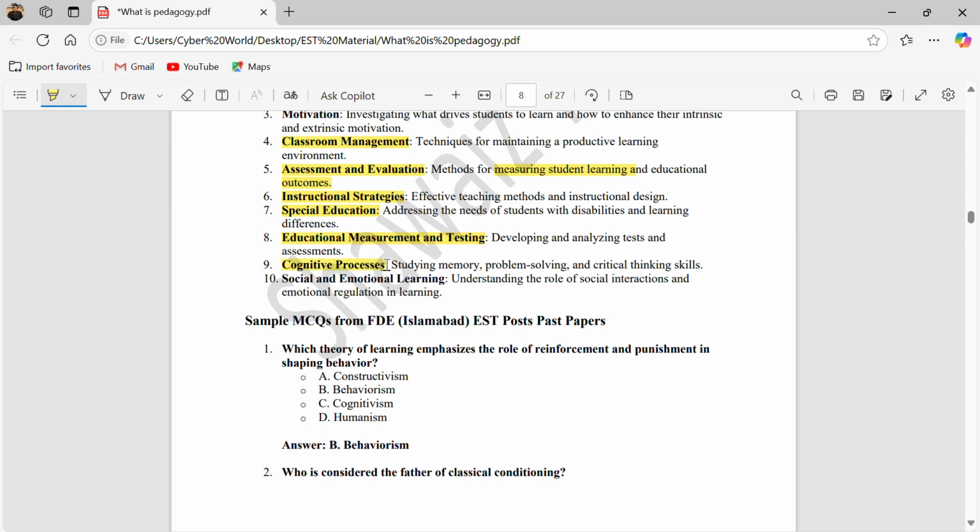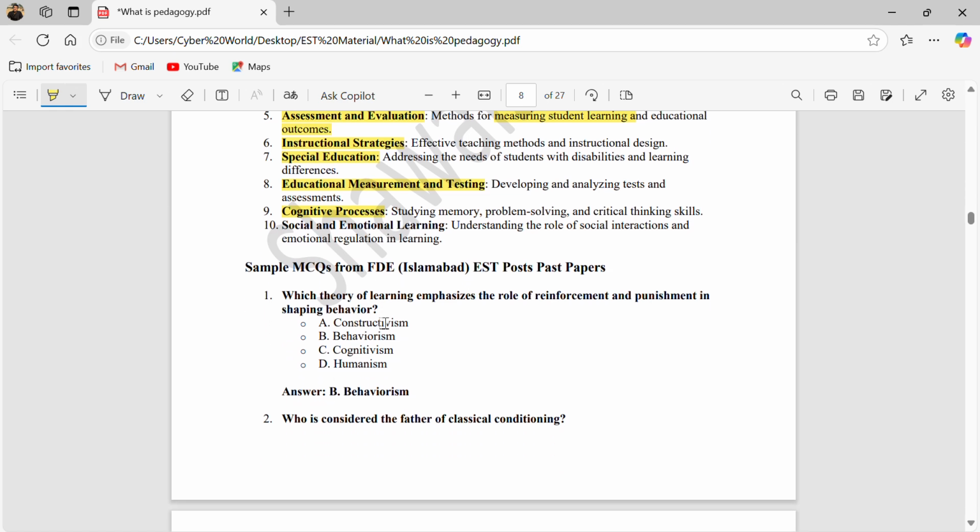Cognitive processes, which involve the study of students' memory, their problem solving, their thinking, their critical thinking, and their reasoning processes. All this is involved in cognitive processes. And social and emotional learning: understanding the role of social interaction, how they interact socially and how they interact emotionally.